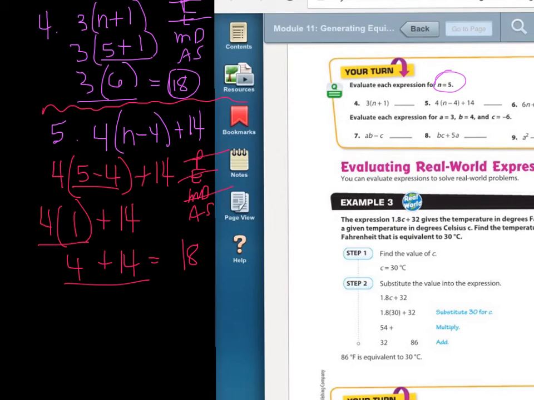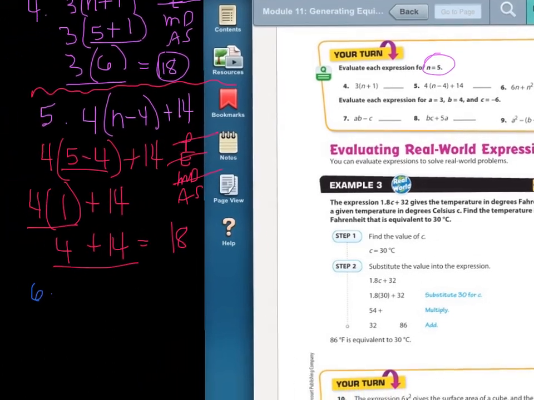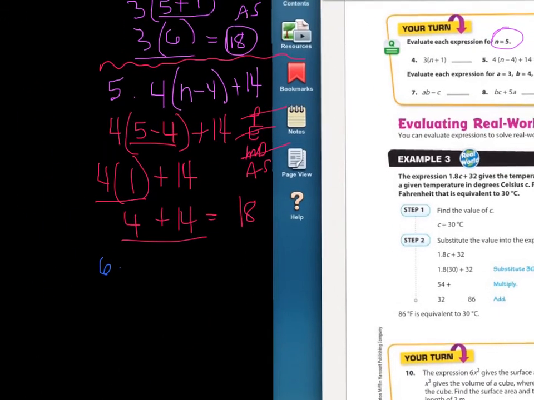Okay, number 6, changing colors. Number 6 says 6n plus n squared. All right, 6n plus n squared. Okay, remember n is equal to 5, so we're going to take out all the n's and put a 5. Now that doesn't mean this is going to be 65. No, that's 6 times 5 plus, and then n squared will be 5 squared.